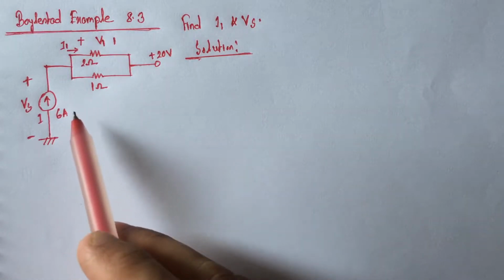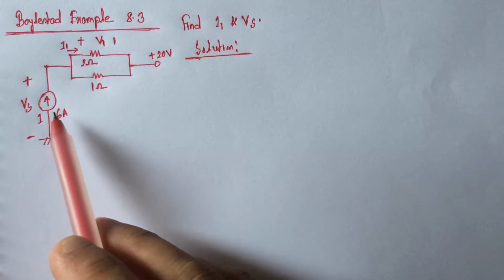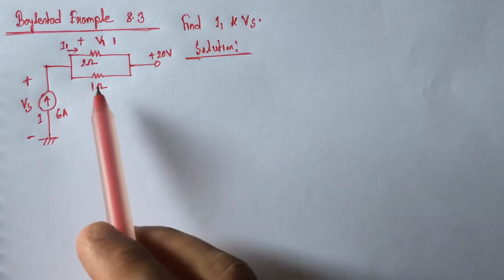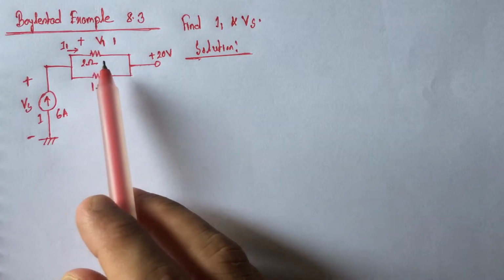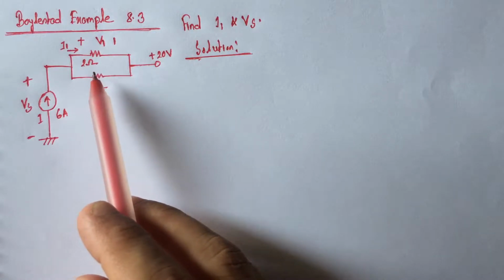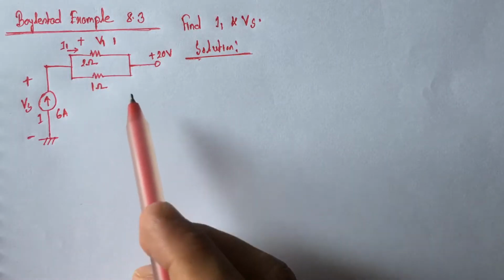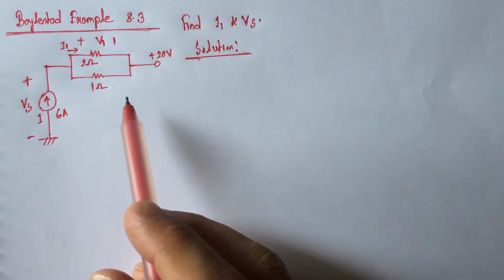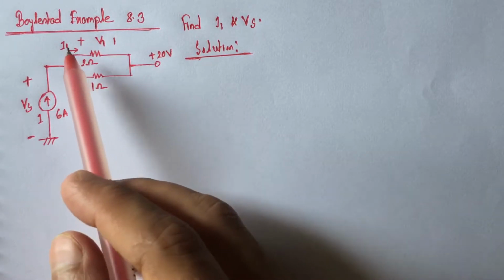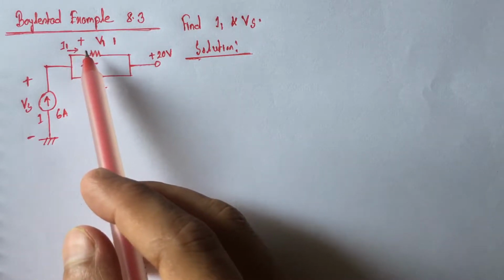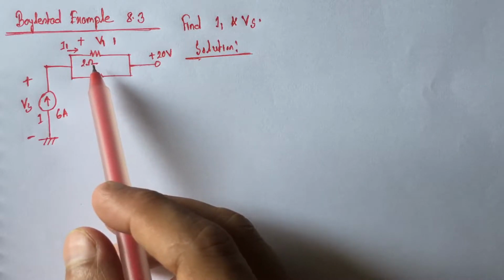From the circuit we see that the current source is of value 6 ampere which is flowing through the resistance of a parallel combination 2 ohm and 1 ohm. By using current divider rule, we can easily determine the current I1 flowing through this 2 ohm resistance.